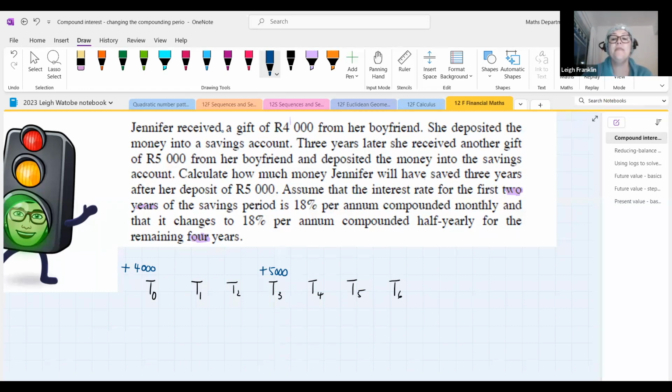Okay. They want us to work out what she has at the end here at T6. For the first 2 years, so from T0 to T2, the first 2 years, the interest rate is 18% compounded monthly. Then it changes, and for the remainder of the period of time that it's in there, the remaining 4 years, 6 minus 2 is 4 years, it's going to be 18% compounded half yearly.